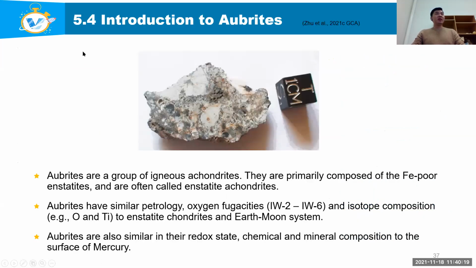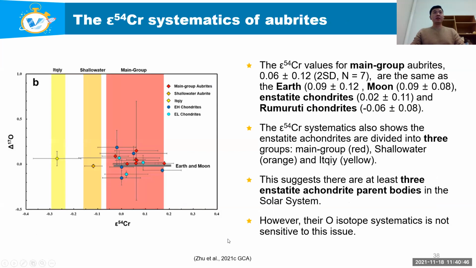The 5.4 part is the aubrites. Aubrites are the group of igneous achondrites, and they are primarily composed of iron-poor enstatite, and are often called enstatite achondrites. And aubrites have similar petrology, oxygen fugacity, and isotope compositions to enstatite chondrites and the Earth-Moon system, and they also have some similarities to Mercury.